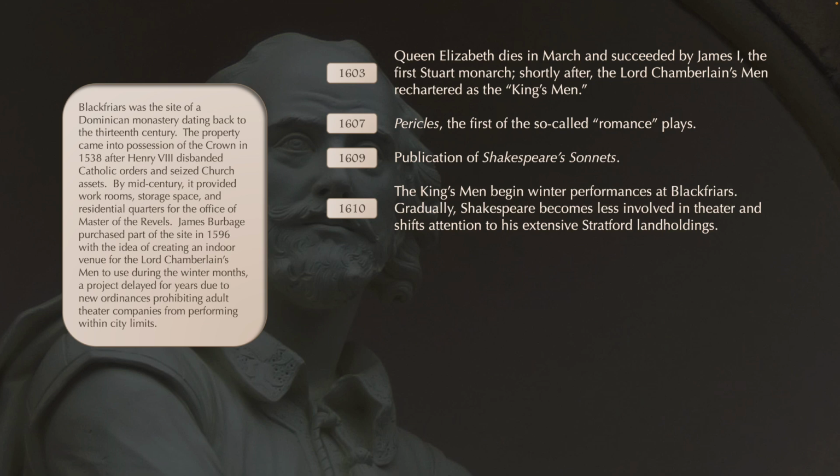As I said before, James Burbage purchased part of the site in 1596 with the idea of creating an indoor venue for the Lord Chamberlain's Men to use during the winter months. The outdoor theaters did not do as well in the winter. The fewer daylight hours then required people to travel in the dark greater distances out of the city. It's just hugely inconvenient, and they wanted to have a venue that was indoors, more suitable for wintertime. But as I said before, this project wound up being delayed for years due to a new city ordinance prohibiting adult theater companies from performing within city limits.